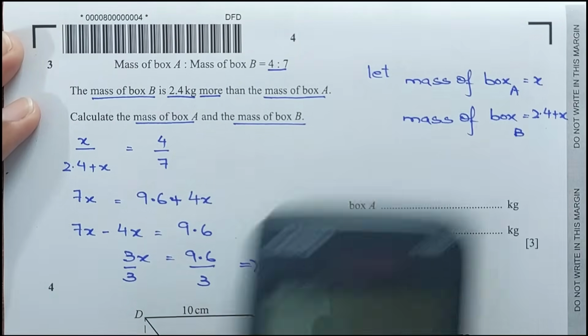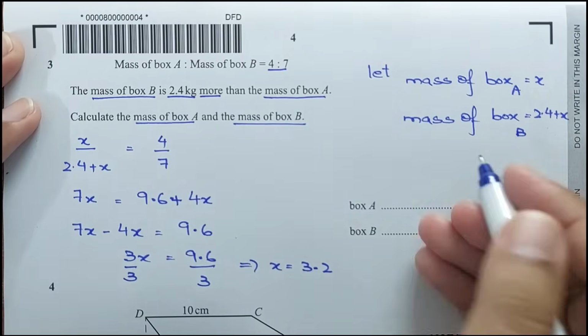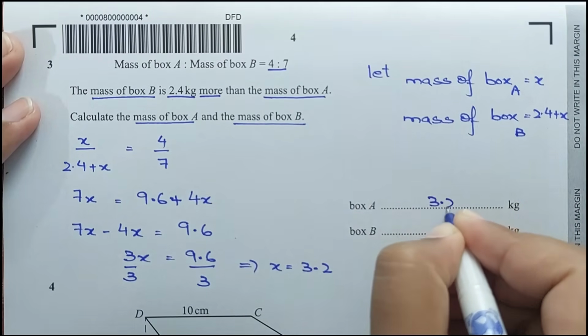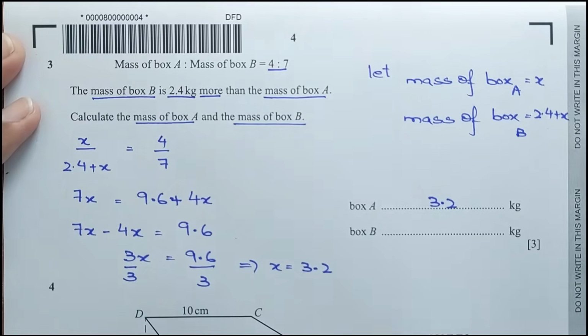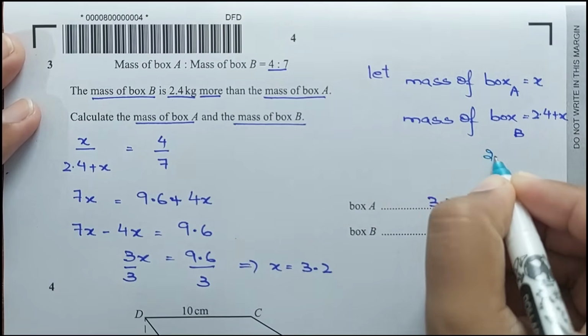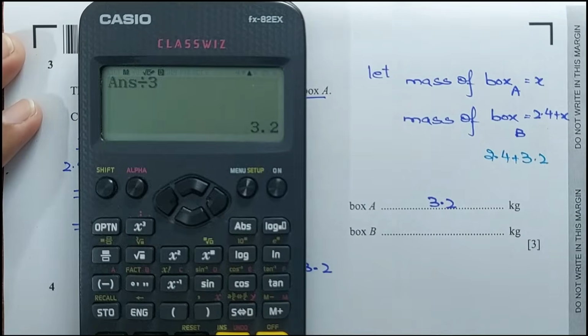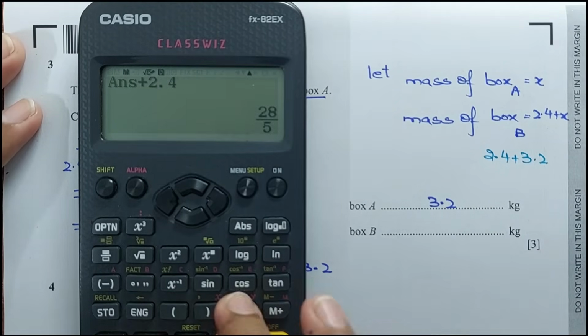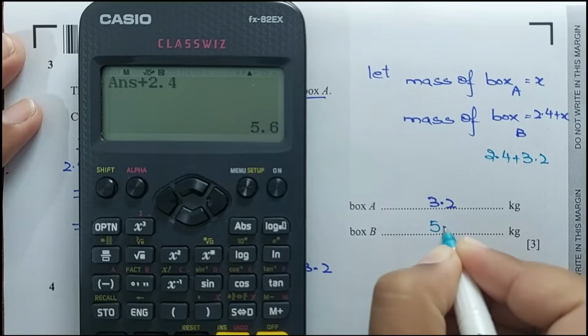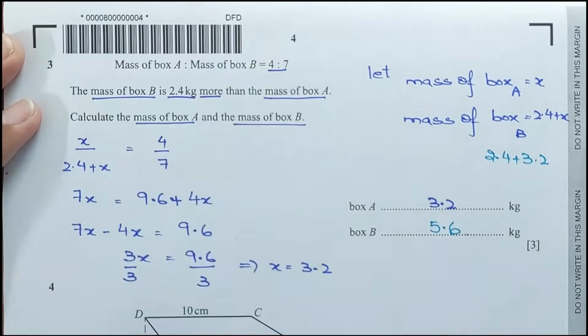So what is X? X is the mass of box A. So the mass of box A is 3.2 kilograms. Now we need to figure out the mass of box B. Box B is 2.4 plus 3.2, so that is 5.6 kilograms, the mass of box B.